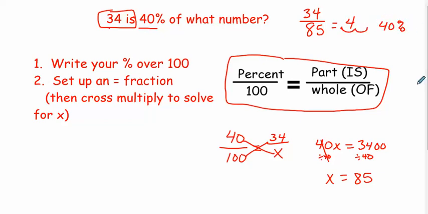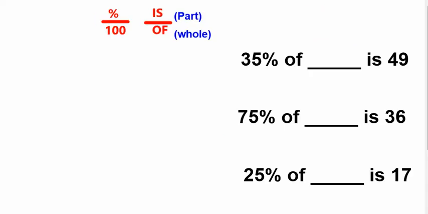Okay? All right, let's do a couple more examples. Let's look at this one together. So 35% of something is 49. So again, set up your proportion. Percent over 100 equals is over of. All right, so percent over 100 equals the is over the of. This is 49. So that is my part. So I do not know the whole. That's what I'm trying to figure out.